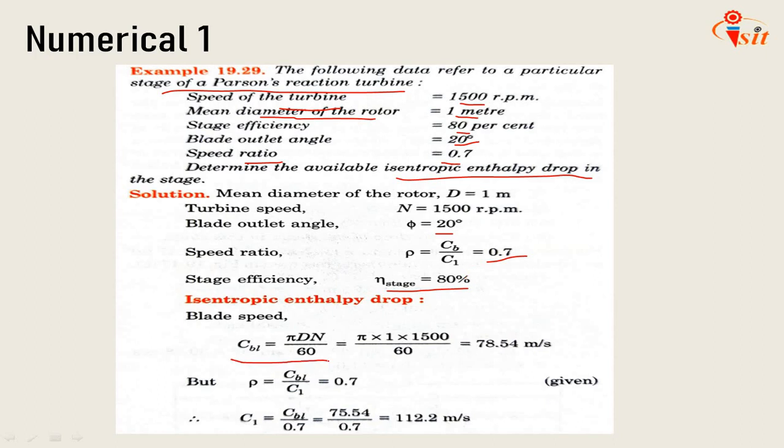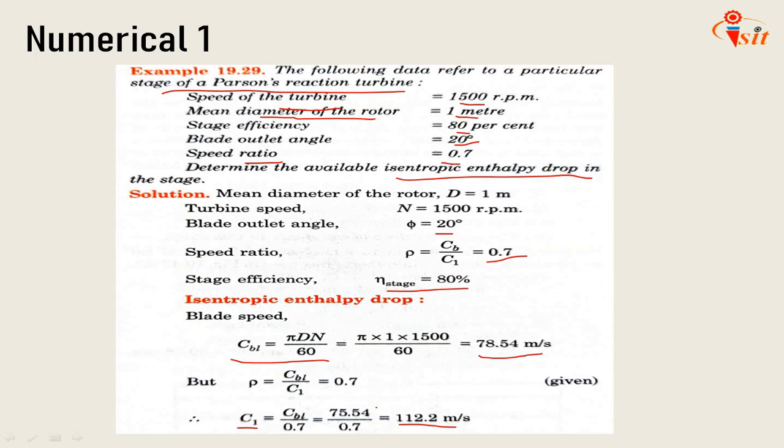What is the blade speed here? Cbl = pi d N / 60. By substituting the values, d is 1 meter and N is 1500, so we get Cbl = 78.54 meter per second. Now rho, that is Cbl upon C1, is given as 0.7, so from that we calculate C1. Cbl is 78.54, divided by 0.7, that gives 112.2 meter per second.